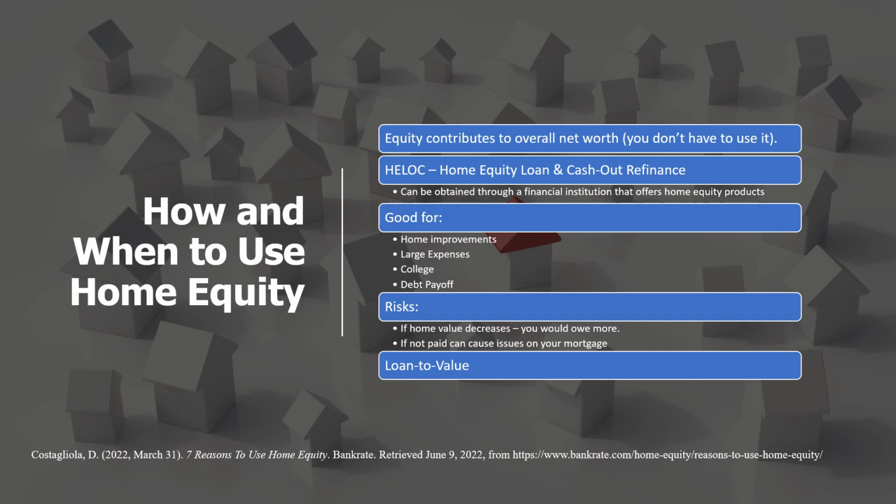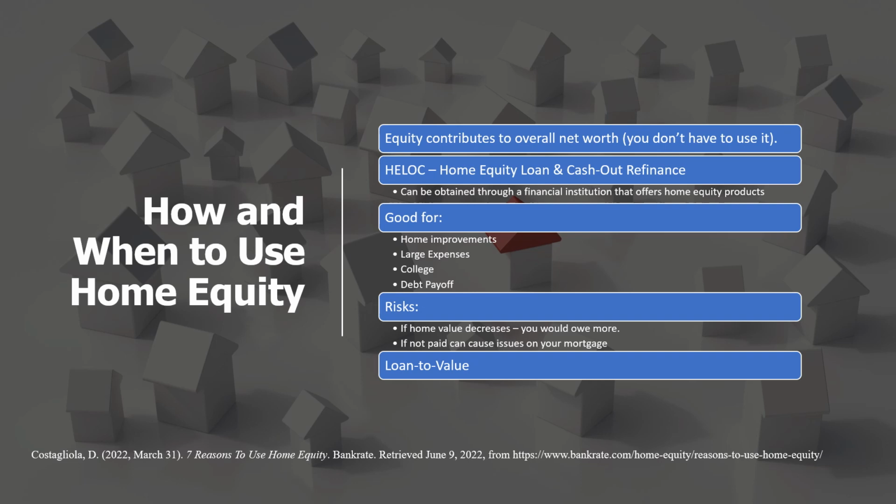If you do decide to use your equity in your home, think about what your return on investment, or ROI, would be for spending that money. A good ROI investment of the equity would be home improvements that can actually help improve the value of the home, or even using it to pay off debt.